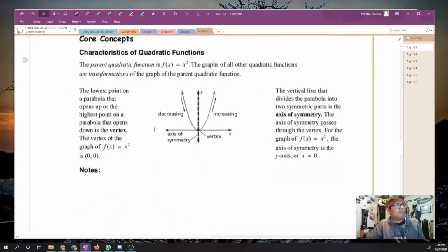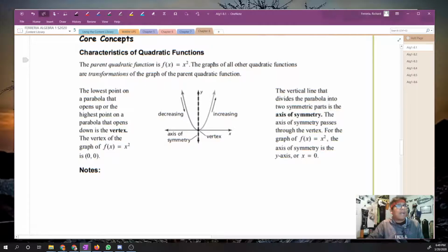Notice that as we read the graph from left to right, which is how you should be reading the graph, we decrease until we get to the vertex. And then at the vertex, we have the axis of symmetry. The left side and the right side look the same. And then we start increasing once we move away from the vertex. So it goes down, and then it goes up. This over here is the vertex, that's at 0, 0.